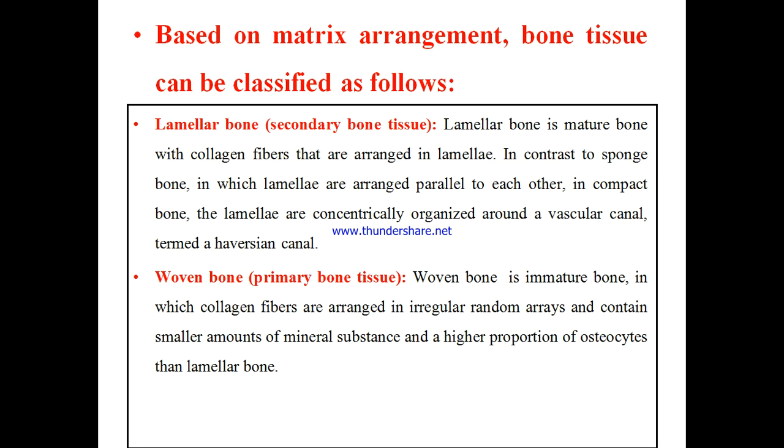Woven bone or primary bone tissue is immature bone in which collagen fibers are arranged in irregular random arrays and contain a smaller amount of mineral substance and higher proportion of osteocytes than lamellar bone.